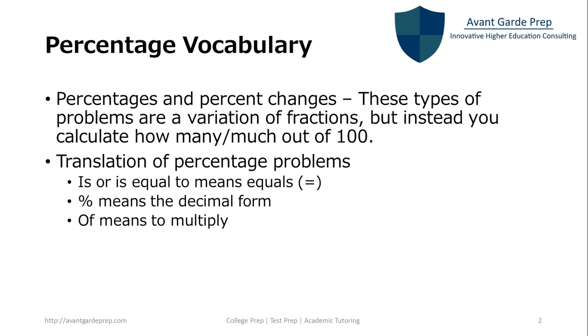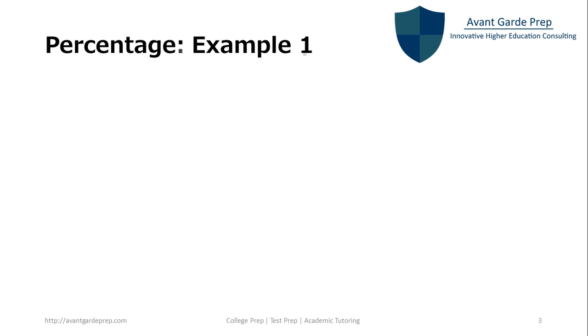When the problem states "is" or "is equal to," this is just another way of saying equals, so you'll have the equal sign. Anytime you see the percent sign, you simply use the decimal form of the percentage. If the problem uses the word "of," this will key you into the fact that you should be multiplying. Now let's take a look at our first example.